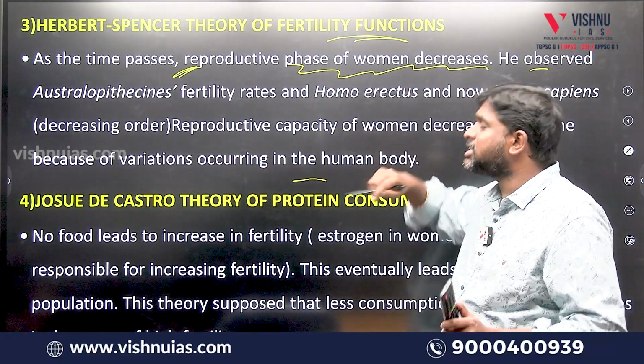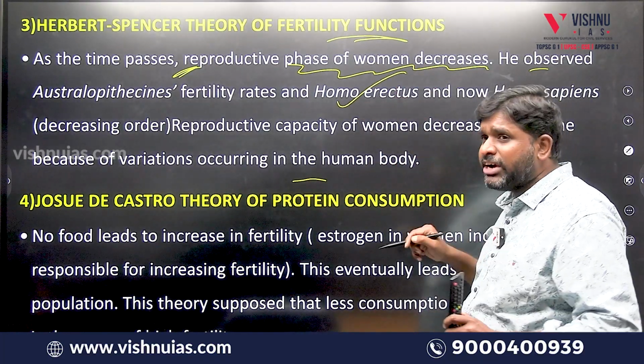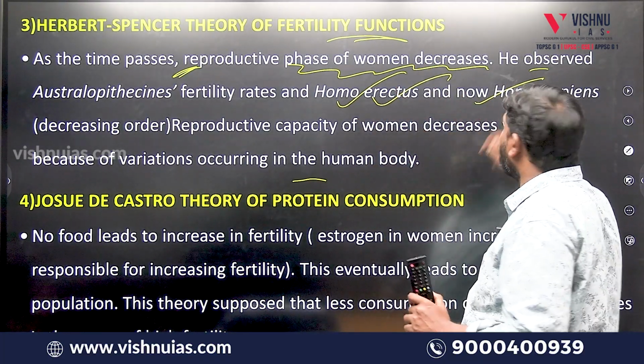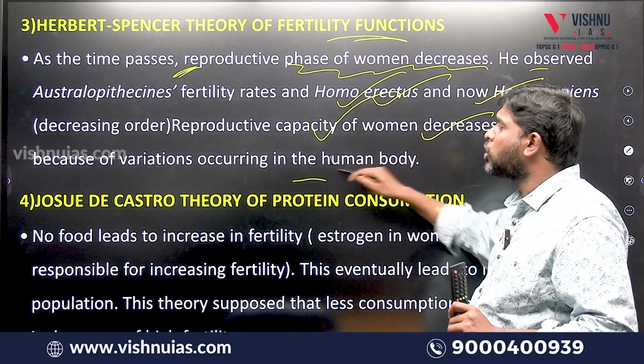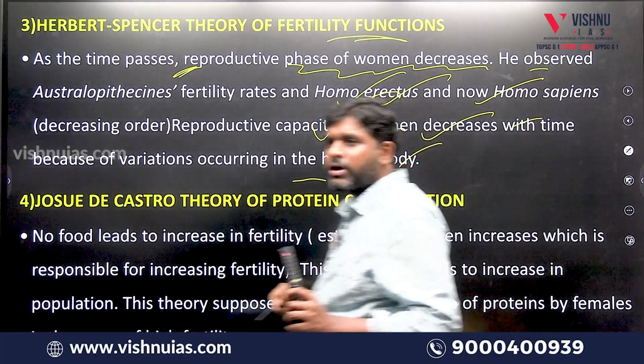He observed Australopithecines first, with high fertility rates, then Homo erectus and now Homo sapiens, in decreasing order. The reproductive capacity of woman decreases with time because of variation occurring in the human body.